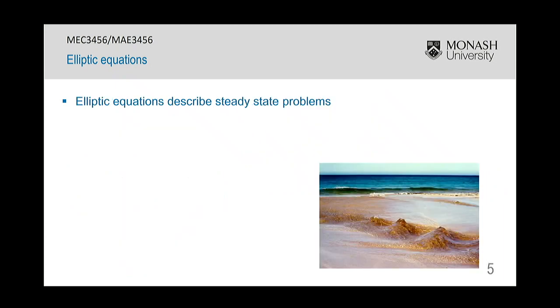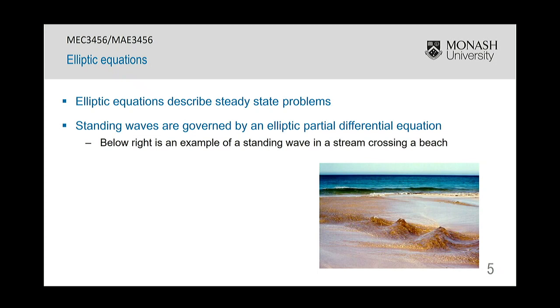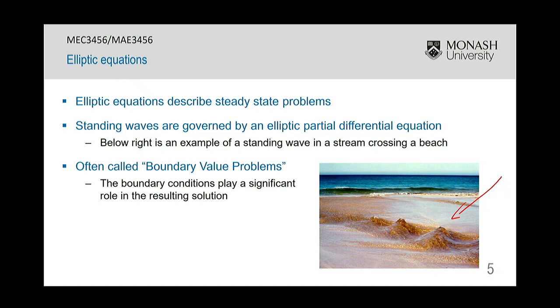Elliptic equations typically describe steady-state problems. So, for example, this standing wave across here is in a stream crossing a beach. The standing wave is governed by an elliptic PDE. Elliptic equations are often also called boundary value problems, although they are a different kind of boundary value problem to the ODE boundary value problems we've been looking at previously. The reason that elliptic equations are called boundary value problems is because the boundary conditions play a significant role in the resulting solution. So if you change the boundary condition, you can often end up with a very, very different solution.